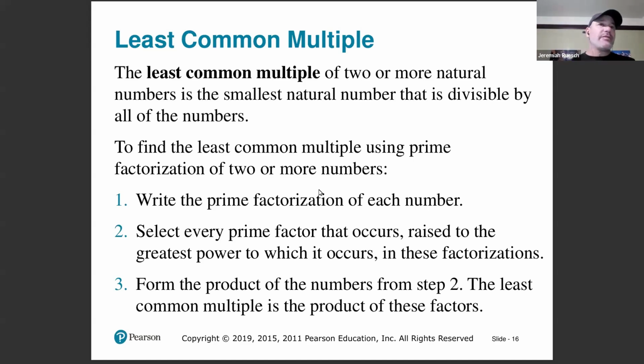Okay. All right, so how do you find this one? It's very similar to the GCD, except that after doing the prime factorization, you take the largest of each of the exponents of the prime factors of the two numbers in question, and then you form a product of those. So I think an example will help illustrate this process, just like the GCD.